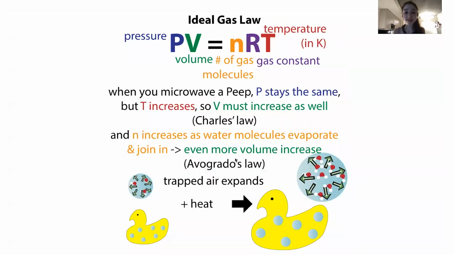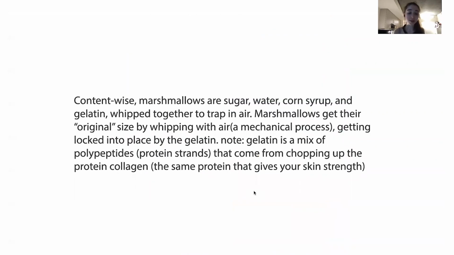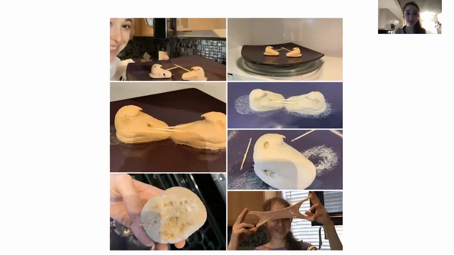So what happens is that inside of your Peep, these Peeps are made up of marshmallows. And marshmallows are sugar, water, corn syrup, and gelatin. This gelatin is a mix of polypeptides, little protein strands that come from chopping up the protein collagen, the same protein that gives your skin strength. And marshmallows get their original size by whipping them with air. So when you're doing this, you're getting air trapped inside of here, and this is why they're all squishy. They have this trapped air inside, and when we have air, we have gas.